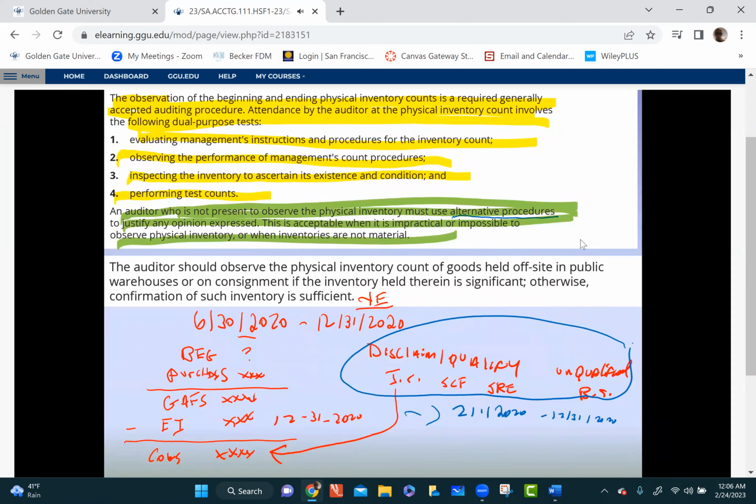Okay, good. Now, if there's inventory that's held off-site, then you're going to have to get some comfort level with inventory that's held off-site. If it's in a public warehouse, you might be able to get some sort of confirmation from that public warehouse. If there's inventory that's in another state, you're going to have to call your other office in that other state or a colleague in another state and say, hey, can you go observe that inventory?